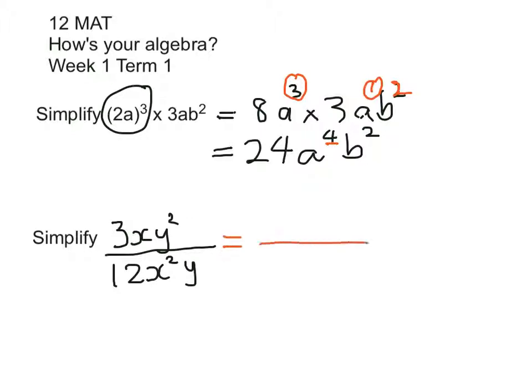Numbers first. 3 divided by 12 is 1 over 4. I've got an x here, so this is x to the power 1 over x squared. So I've got x in the denominator. And I've got y squared and y here. So y squared divided by y is simply y. So my answer is y over 4x.